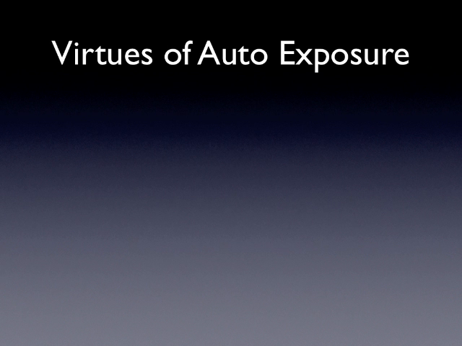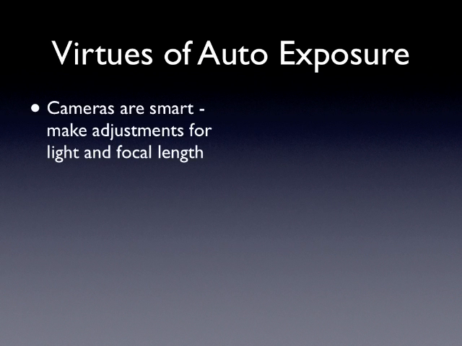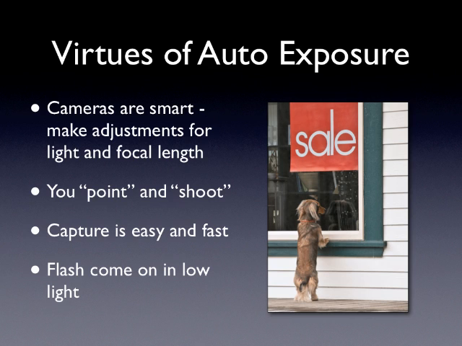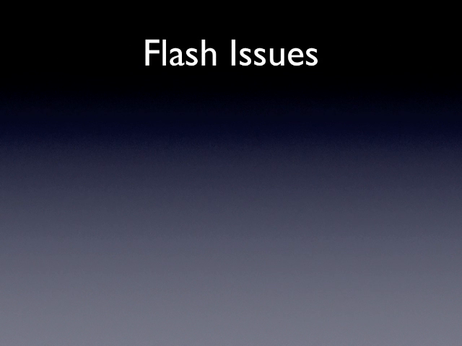Anyway, the feature of auto exposure is that the cameras are smart. They do all the adjustments that it needs to take a decent picture. You point and shoot, and the capture is easy and fast. The trouble is the flash comes on in low light, and this is not an example. I don't know why I put this picture in, except I guess I really love it. If a flash came on here, it wouldn't help anything, but it's a cute little dog going shopping, and he's looking to see what's on sale today. But that's not an example of what I want to show you. More of those pictures will come.